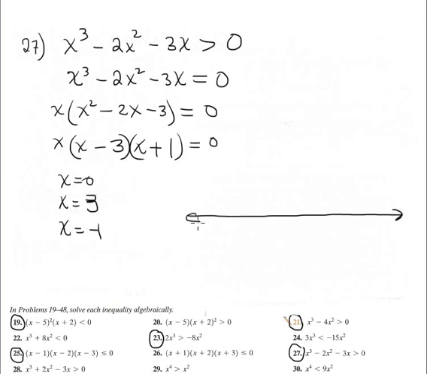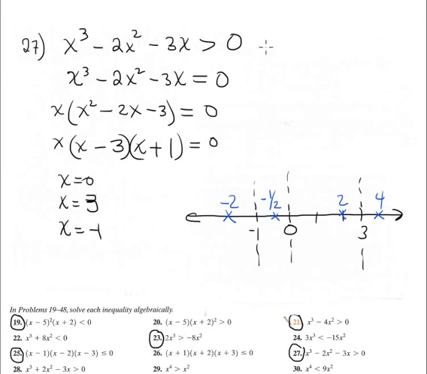Let's do the partition. The partition is this 0, this negative 1, and 3. Now select the testing points. A testing point is maybe negative 2, it's good. Between negative 1 and 0 is negative 1/2. Between 0 and 3, maybe 1 or 2, whatever, and 4 after the 3.